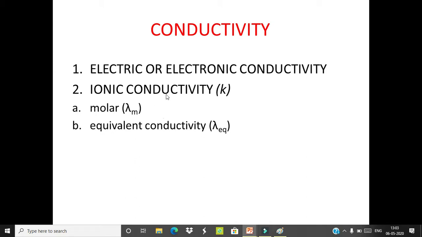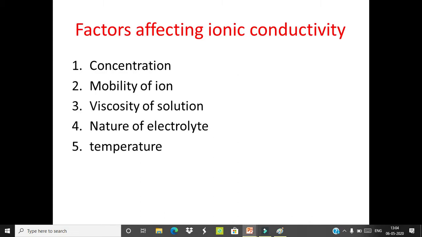Okay. In case of electric conductivity, the charge carriers are free electrons, while in ionic conductivity, the charge carriers are free ions. They may be cations or anions. The types of ionic conductivity are two. One is molar ionic conductivity and another is equivalent ionic conductivity. In this chapter, we talk about only molar ionic conductivity.